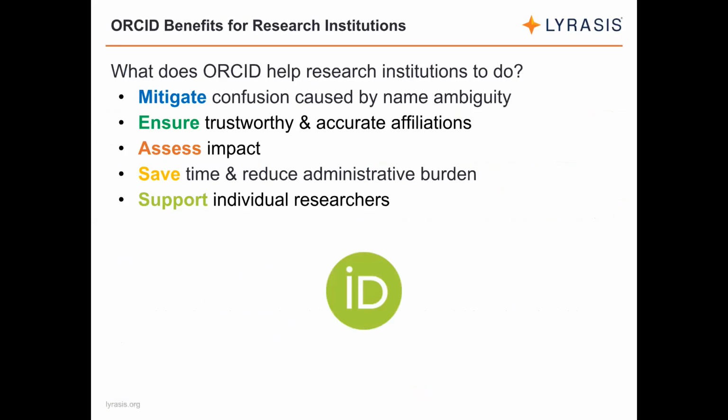By using ORCID in institutional systems and encouraging researchers to use ORCID, institutions can mitigate confusion caused by name ambiguity, ensure trustworthy and accurate affiliations, assess impact both at the individual and institutional level, and ultimately save time and reduce administrative burden for both individual researchers and institutions.